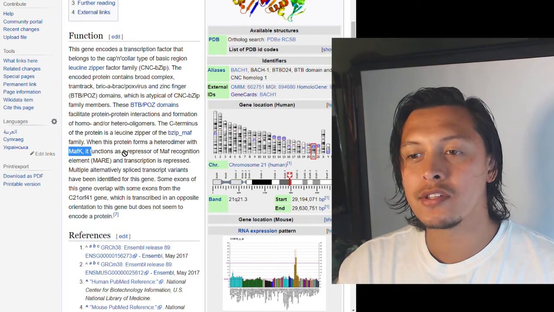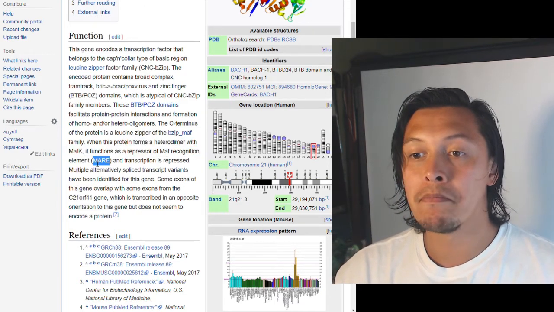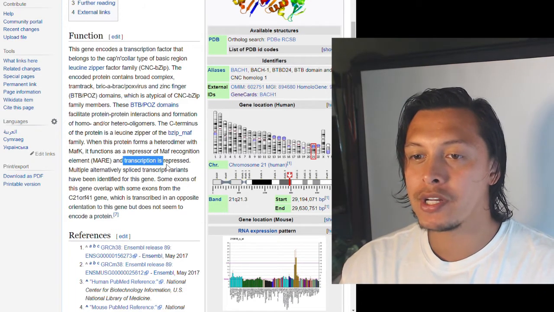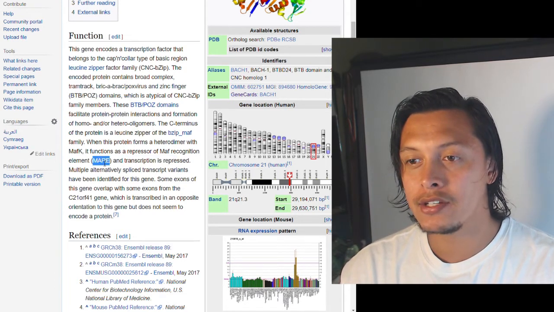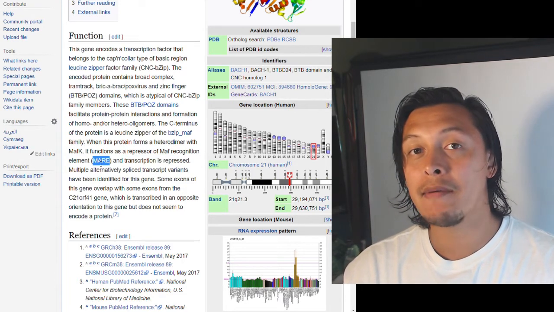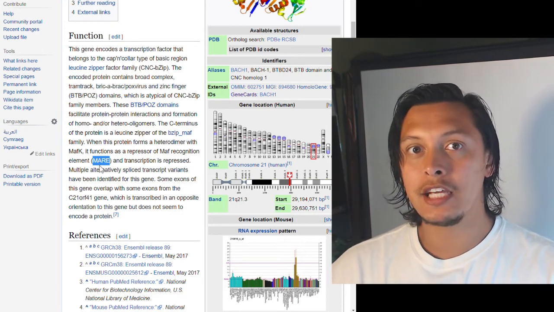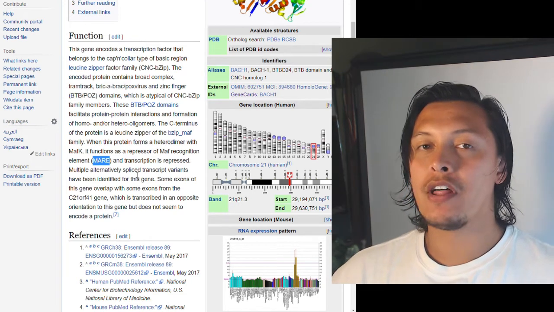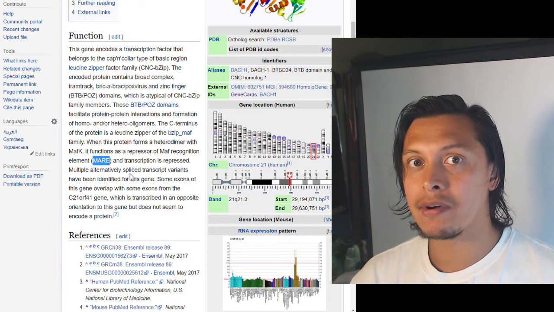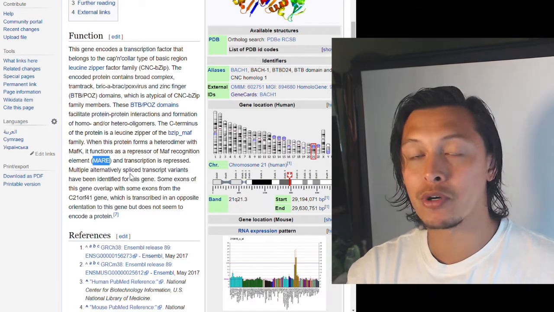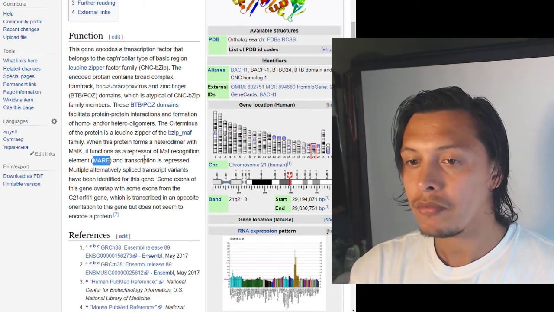So it functions as a repressor of MAF recognition elements, or MAREs, M-A-R-E, and transcription is repressed. So these will bind to these MARE elements on DNA, and then it will repress the transcription of that particular gene that is directly downstream of that area. I don't know if it's downstream or upstream, but it will do one of those. It'll repress something.